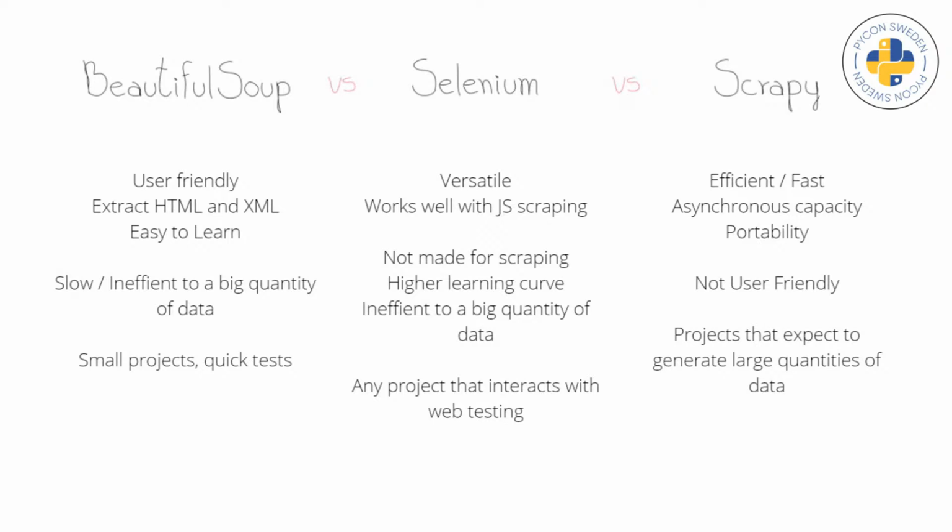We also have Selenium. Selenium is versatile. And why is that? It was created to do web testing, and that's its main goal. But it's also possible to do web scraping with it, so that's why it's versatile. If you want to work with web testing and also work with web scraping, it would be cool for you to use it because then you have two purposes in just one tool.